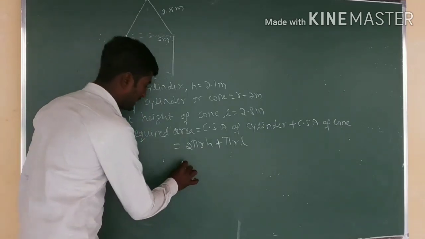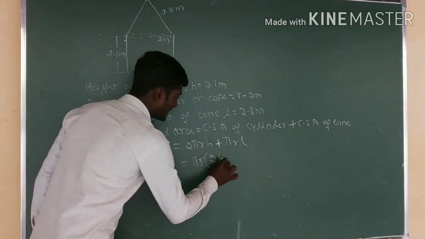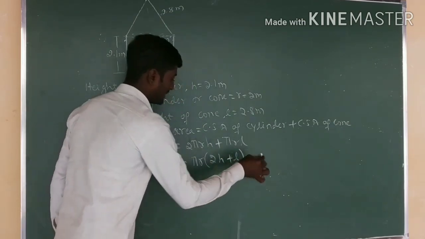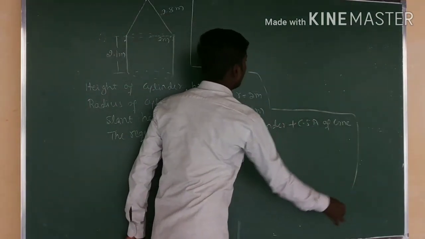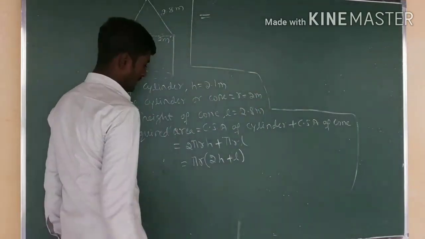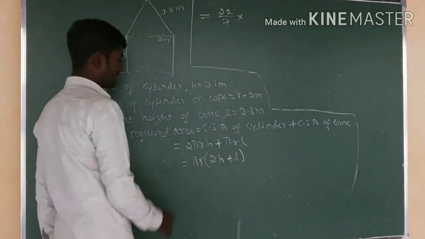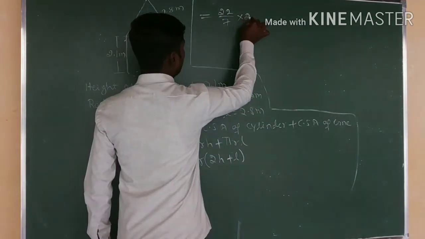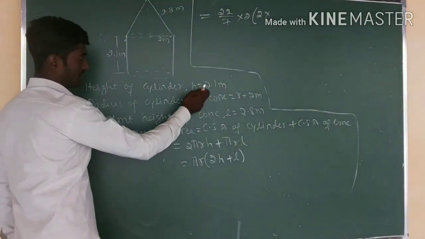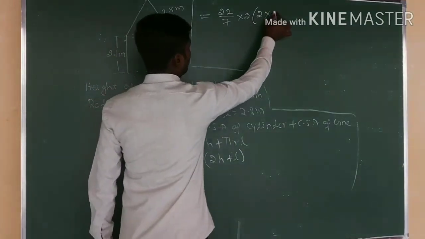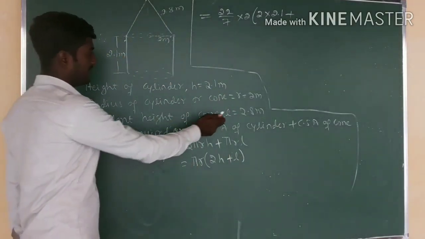Now let us take common here. What we can take? Pi R I can take common. Inside, 2H plus L. Now let us substitute the values here. So that is equals to, pi is 22/7, into R value, radius. So how much is 2H? H value is nothing but 2.1, so this is 2.1 plus L. Slant edge it is. How much is it? Slant edge is 2.8 meter.